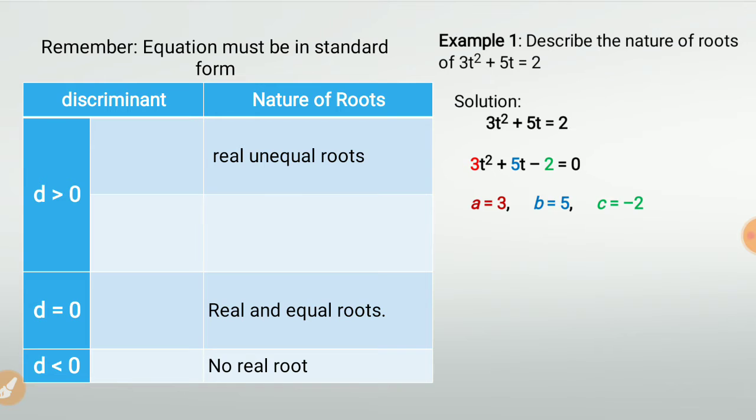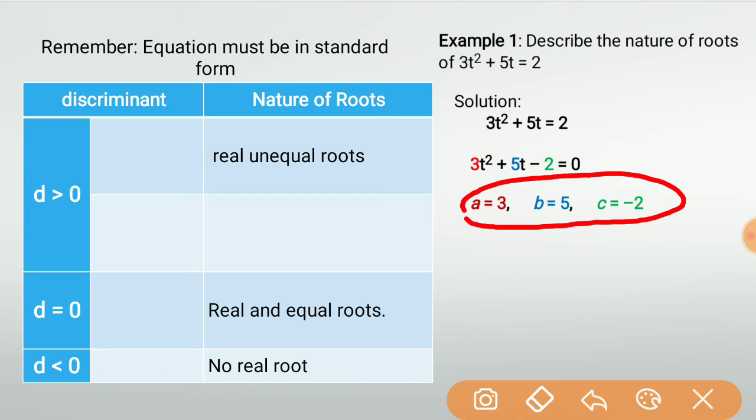Now here the coefficient of the first term is A, which is 3. The coefficient of the second term is B, which is 5. The coefficient of the third term is C, which is minus 2. So after writing the given equation in proper standard form, we can find out the values of A, B and C.